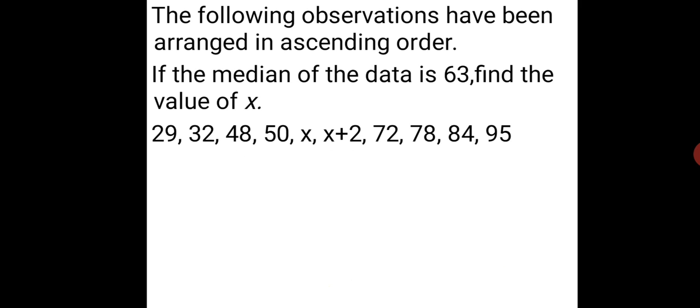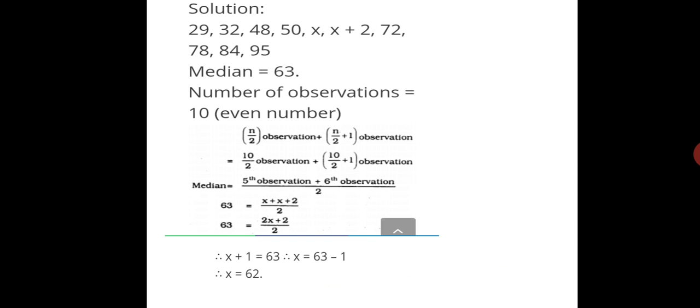Third question, the following observations have been arranged in ascending order. If the median of the data is 63, find the value of x. Now the observations are given, but two observations are missing here. So the fifth and sixth observation are not given, but the median of the data is given. So how are we going to find out? So let us start with the solution.